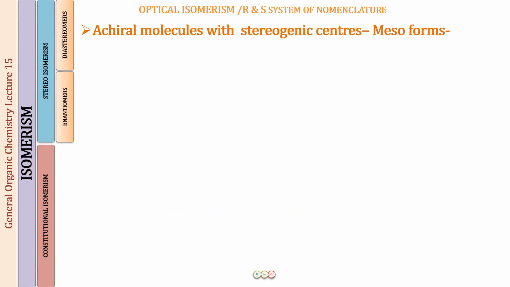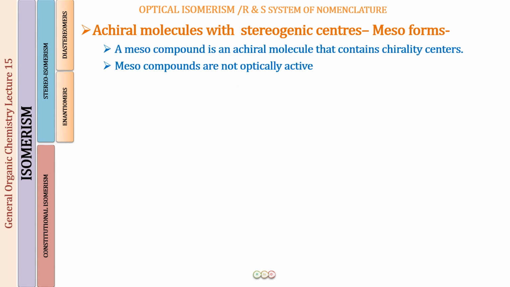So now for quite a long time we have been talking about meso tartaric acid. So let us learn more about these meso forms. A meso compound is an achiral molecule that contains chirality centers, and meso compounds are optically inactive. Just like you have seen in the case of meso tartaric acid, there were two chirality centers in the molecule, yet the molecule did not show optical activity. Therefore, we call that an achiral molecule.